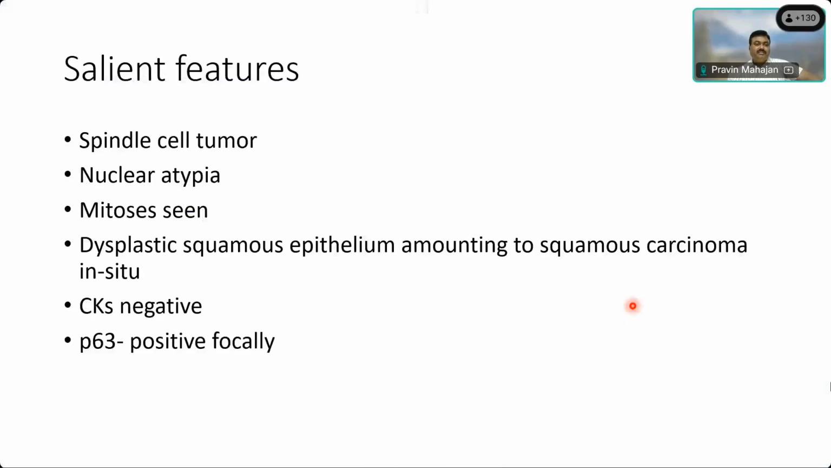So the salient features of this particular case: it is a spindle cell tumor, there was marked nuclear atypia, and you see mitoses. There is dysplastic squamous epithelium, which is like a squamous carcinoma in situ. But CK was negative.